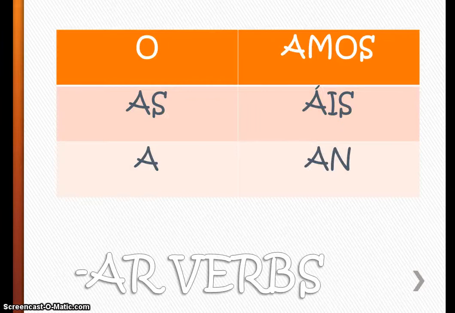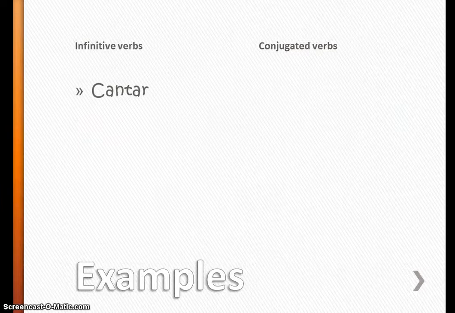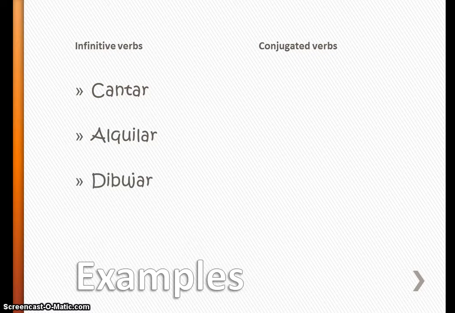So for AR verbs, once you take off the AR verb ending, you can add the following endings to agree with the subject. O, as, a, amos, áis, and an. A few examples of AR verbs are cantar, which means to sing, alquilar, to rent, dibujar, to draw, and hablar, to speak.